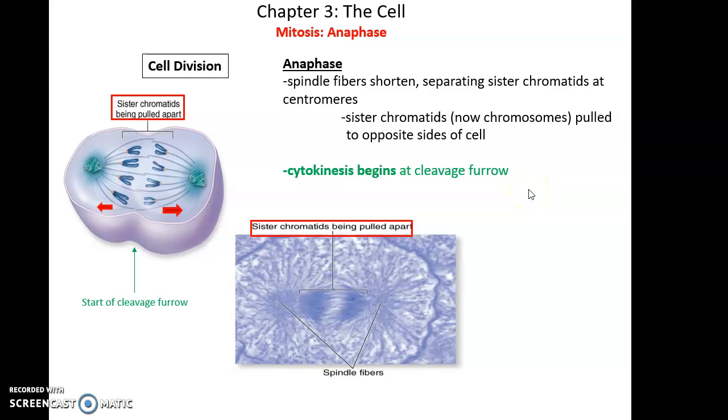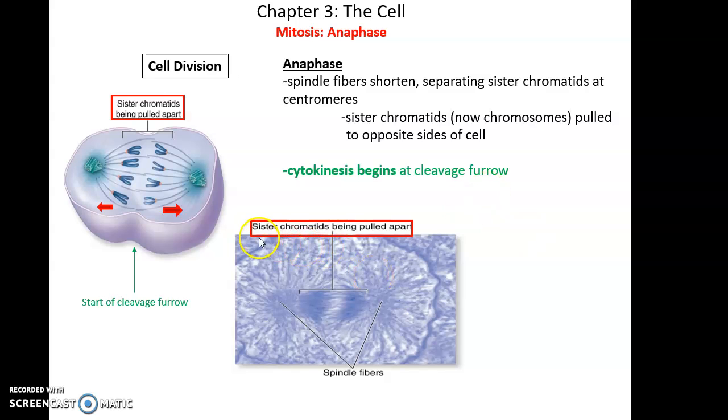Next is anaphase. During anaphase, the spindle fibers will now shorten. When they shorten, they will pull on the centromeres and end up separating the chromosomes into two equal parts. So the two sister chromatids end up being separated and pulled in opposite directions. And once they are completely separated, the sister chromatids are now called chromosomes, and they travel to opposite sides of the cell, which then means that the two new cells produced will each have identical copies of DNA.